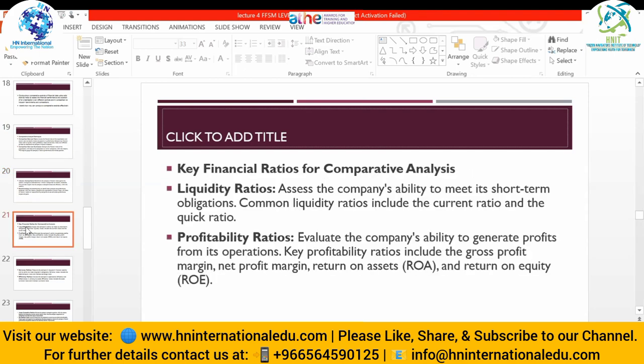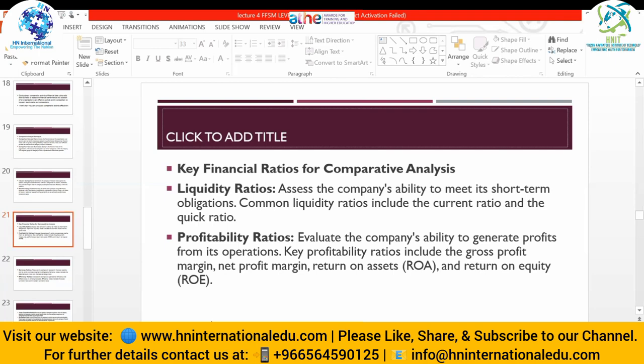Okay, that's right. Key financial ratio for the comparative analysis, liquidity ratios. It assesses the company's ability to meet its short-term obligations. The common liquidity ratios include the current ratio and the quick ratio. By the name, you might be afraid of what these are, but these are simply calculations of current assets and current liabilities. Once we do the task in detail, I'll let you know how we calculate this.